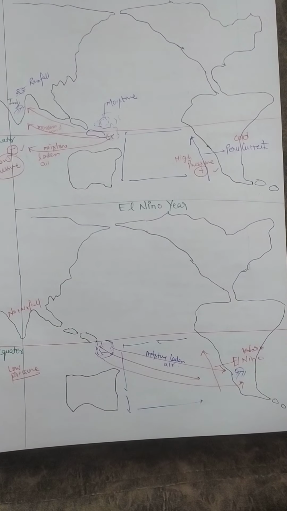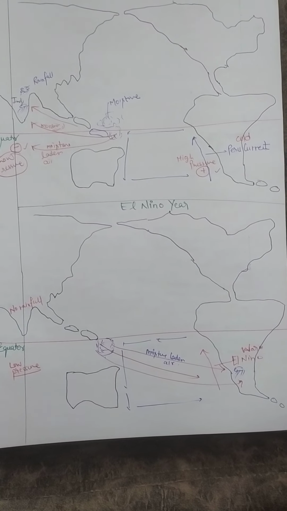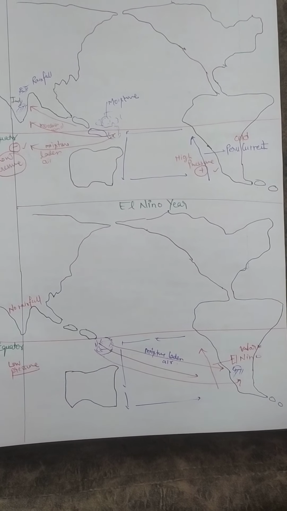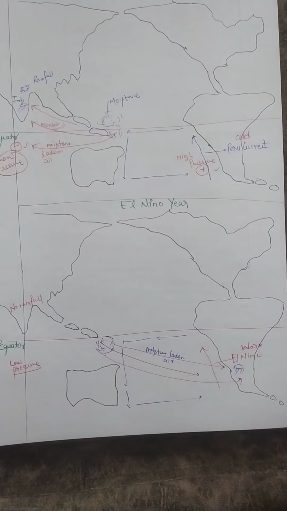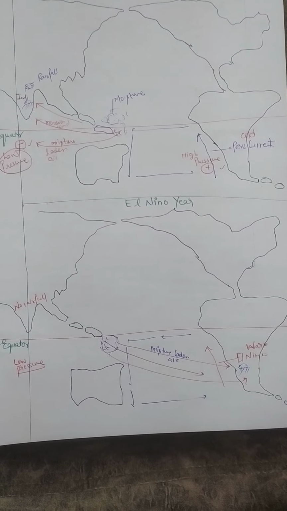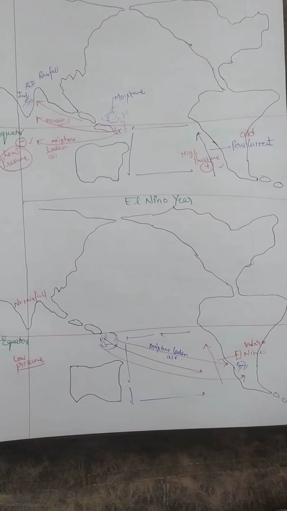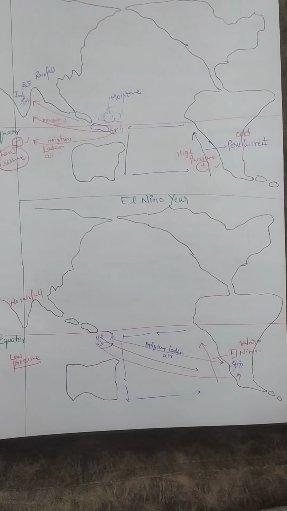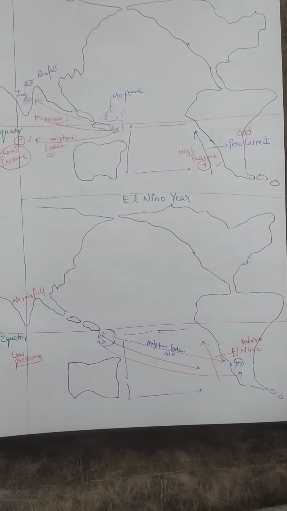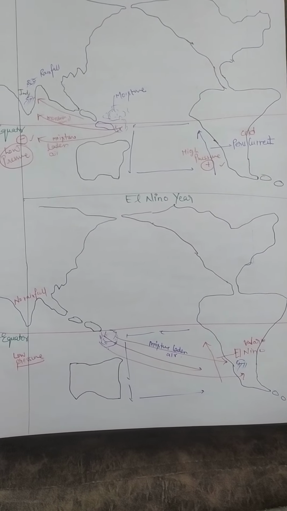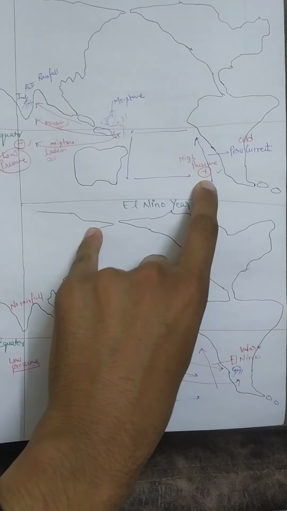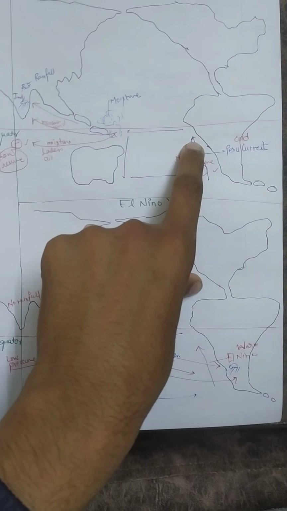Because when a cold current moves, the vaporization doesn't occur, and due to the dearth of vaporization, condensation of clouds doesn't occur and rainfall does not occur. So that is the reason why in the southern part of the South American continent, deserts are found. And this is a desert region, because here a cold current moves.